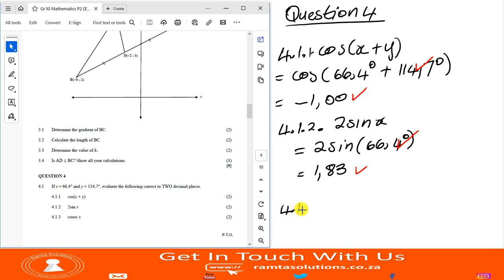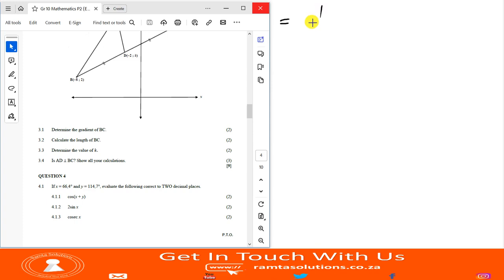4.1.3, you are looking for cosec x. What is cosec? You know cosec is a reciprocal of sine, isn't it? So this is equal to 1 over sine x. Now going to the next page. What is x rather? x is 66.4 degrees.